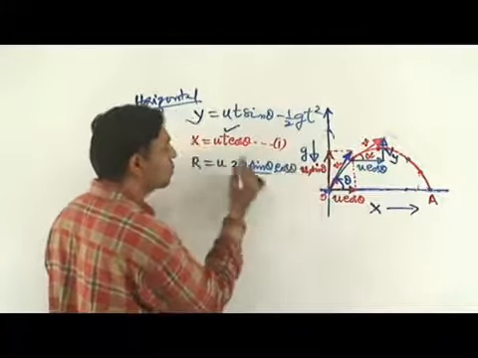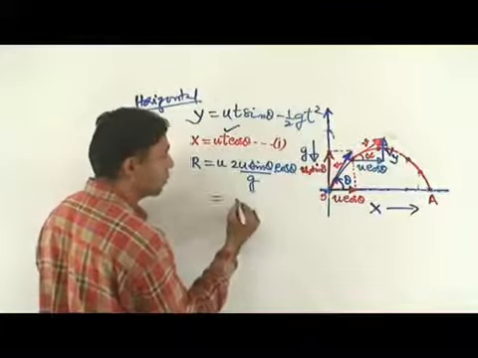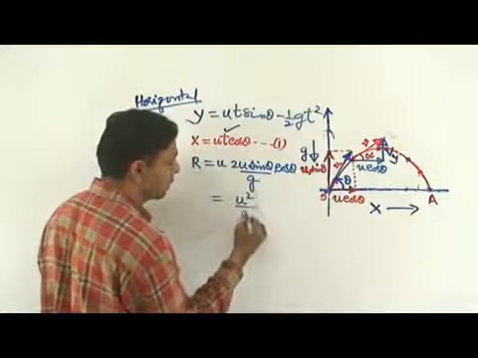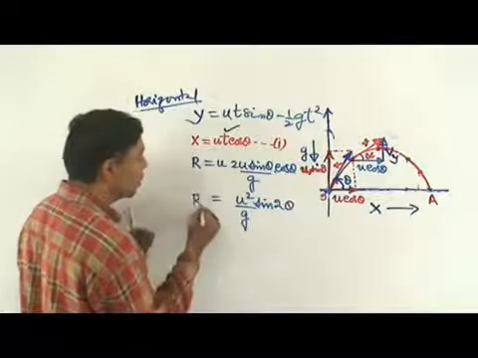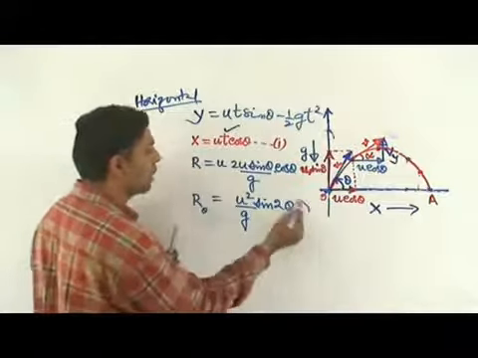2 sin theta cos theta can be written as sin 2 theta. So this is going to become u square by g as it is, and here it is sin 2 theta. This is the formula for range for a body projected at an angle theta with speed u.